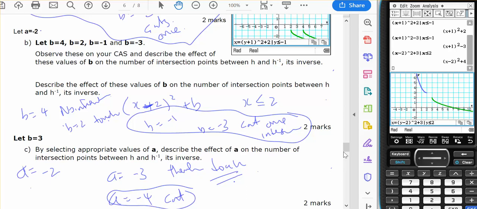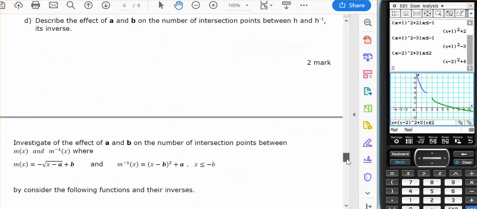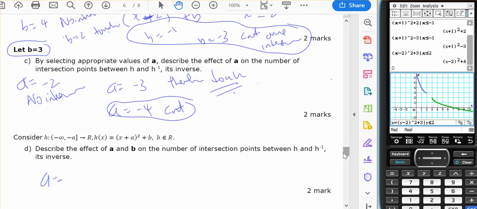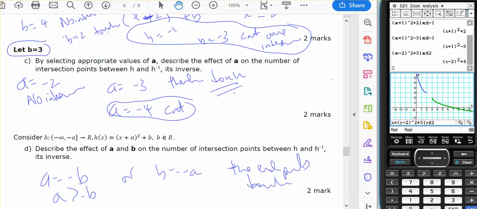So no intersection. I've kept b equal to 3 and I've picked 3 different values of a. And now I can say that when a equals negative b, or b equals negative a, the endpoints touch. When a is bigger than negative b, there's no intersection. When a is less than negative b, they cut, as my general hypothesis.